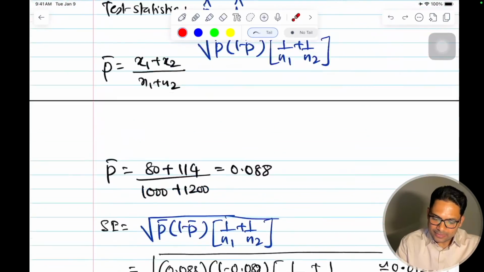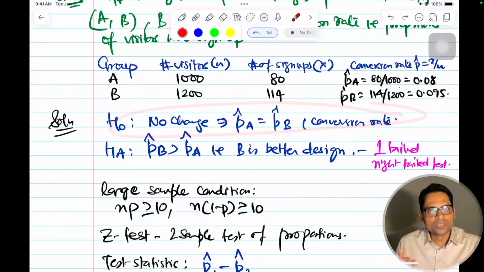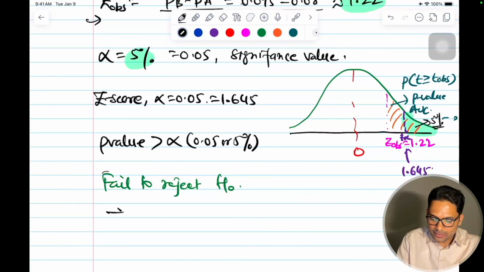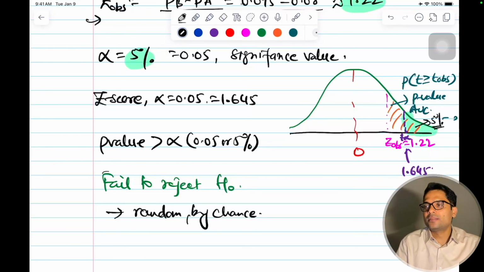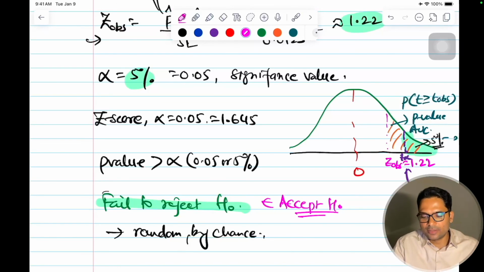What was the null hypothesis? There is no change in conversion rate, and whatever we are observing is not statistically significant, and is just random or by chance. So whatever improvement in the conversion rate we have seen is because of some random chance. I hope now this is clear. Fail to reject means we accept the null hypothesis. In other words we can say that, but generally we say we fail to reject.